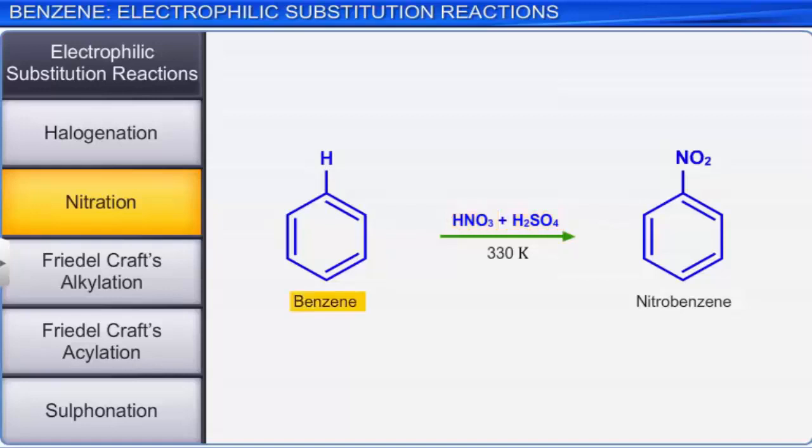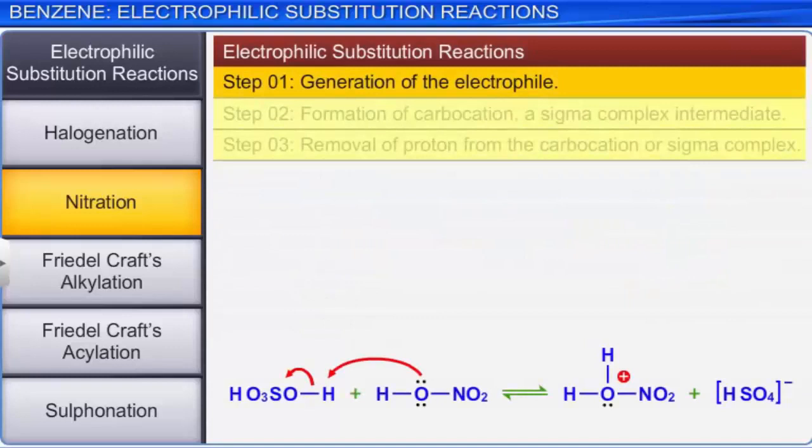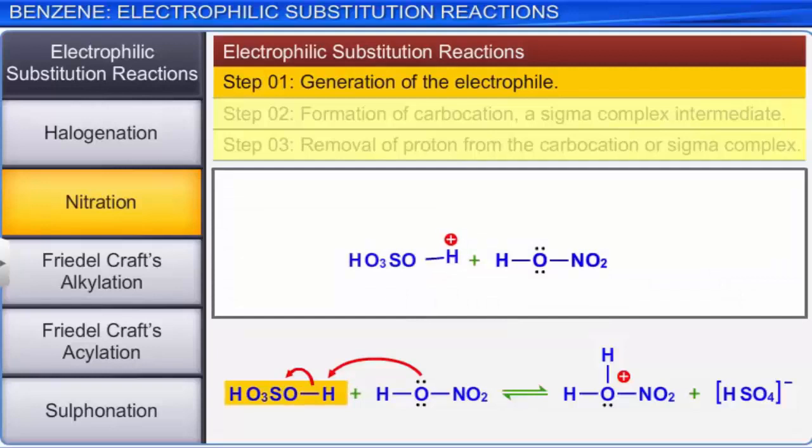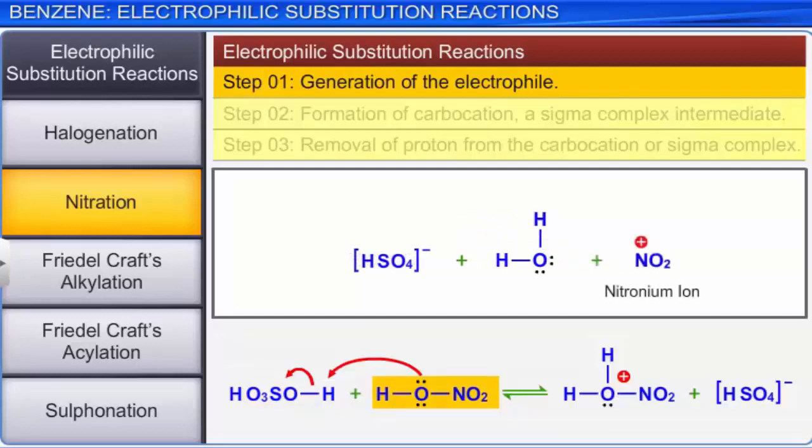Let's discuss the mechanism of this reaction. First, an electrophile, that is, the nitronium ion, is generated when sulfuric acid transfers a proton to nitric acid, as shown in these reactions. The reaction between sulfuric acid and nitric acid is an acid-base reaction in which the relatively stronger acid, sulfuric acid, acts as an acid, whereas nitric acid, which is relatively a weaker acid, acts as a base.